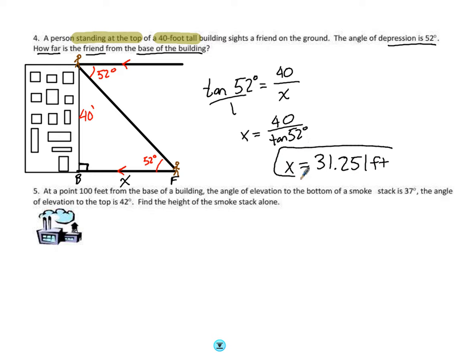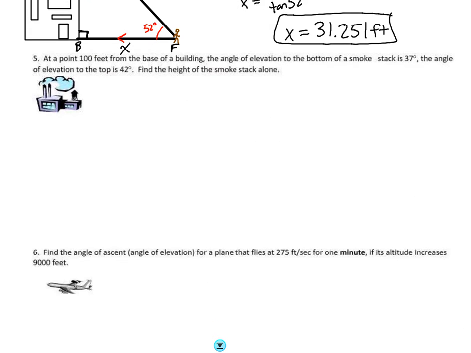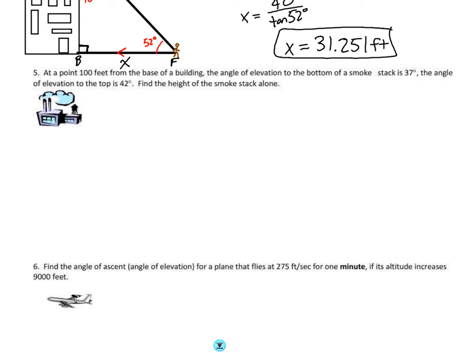Looking at number 5 now, at a point 100 feet from the base of a building, the angle of elevation to the bottom of the smokestack is 37 degrees. So let's slow down here. Bottom of the smokestack, 37 degree angle, at a point 100 feet from the base of the building.